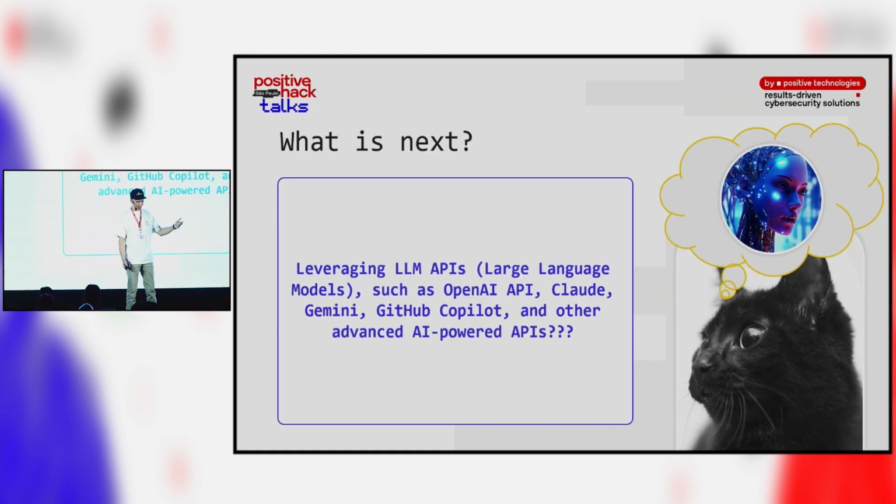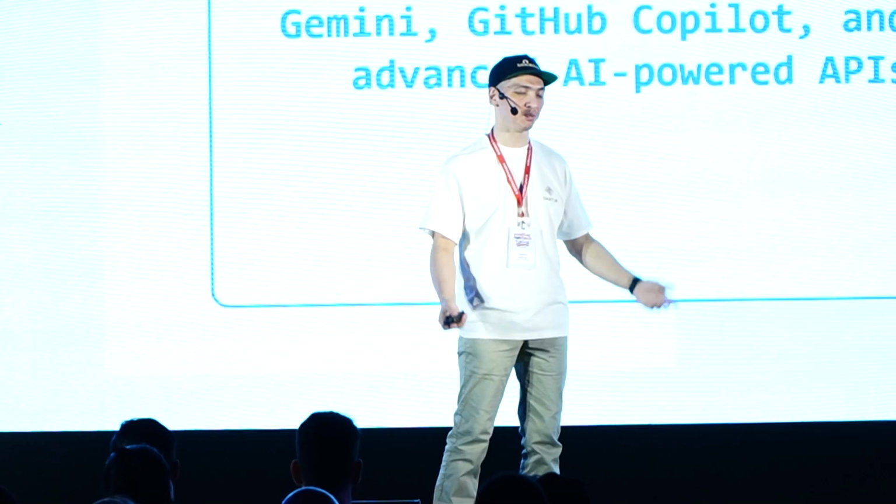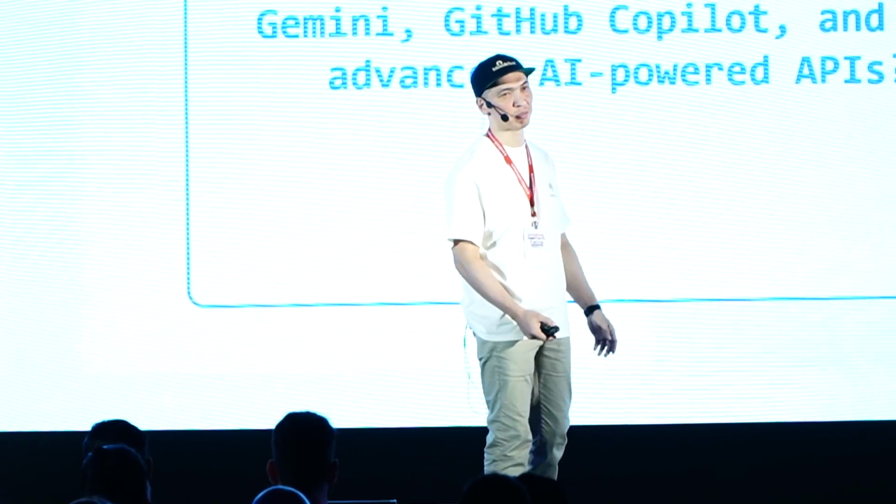And what's next? I think next, of course, what about LLM APIs? Maybe you can also abuse them for hacking, for malware persistence, for connecting with your samples, with your malware. Of course, something like Gemini, Claude, ChatGPT, AI-powered APIs.